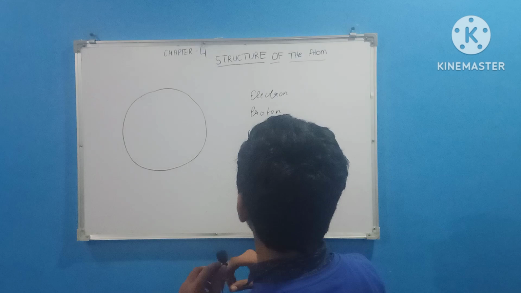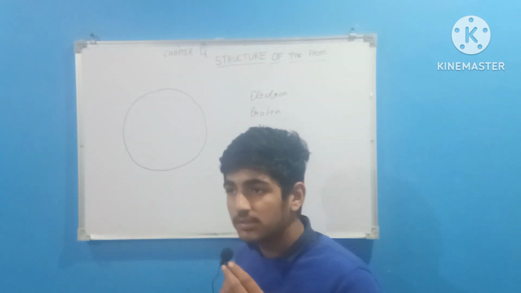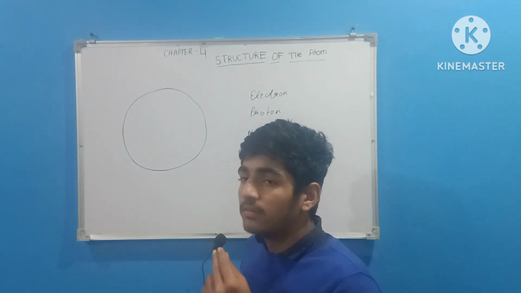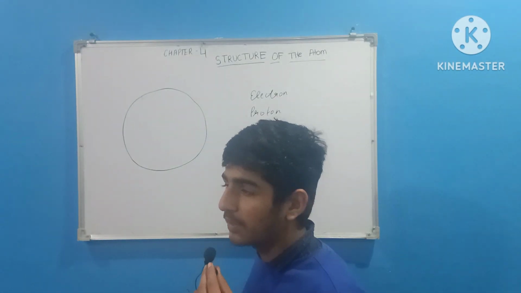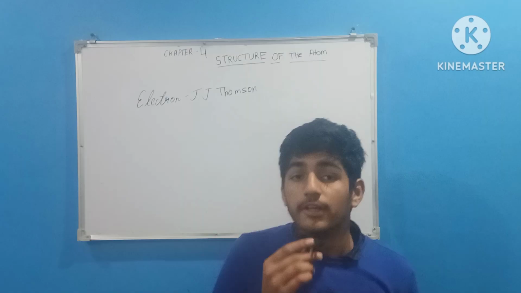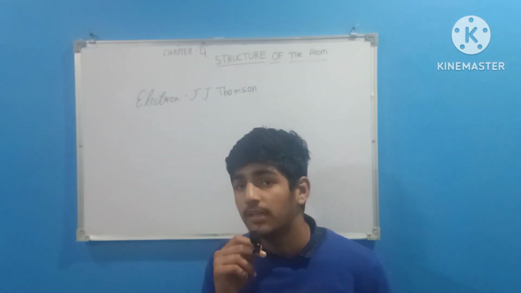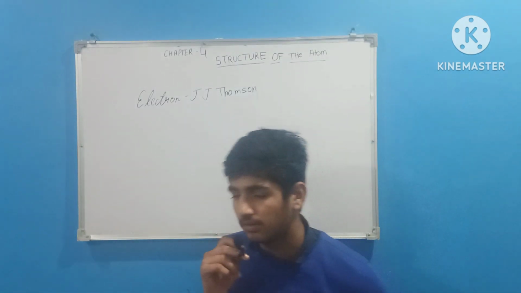So let's go further. Electrons are negative charge particles. J. J. Thomson stated in his experiment that electrons are negative charge particles, whereas protons are positive charge particles. So let's talk about the scientist J. J. Thomson. What do you think this man did?